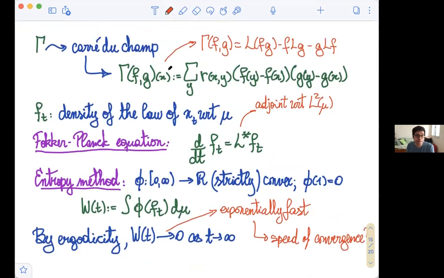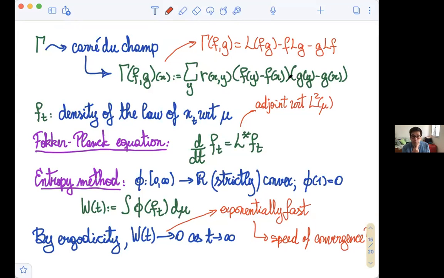And this guy here is bilinear. So it's linear in each one of the coordinates in F and G. And it's defined in this way here. If you take F equal to G, what you get here is the square of the difference. So that's where the name comes from.